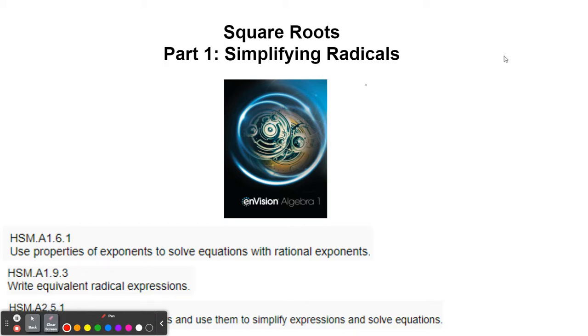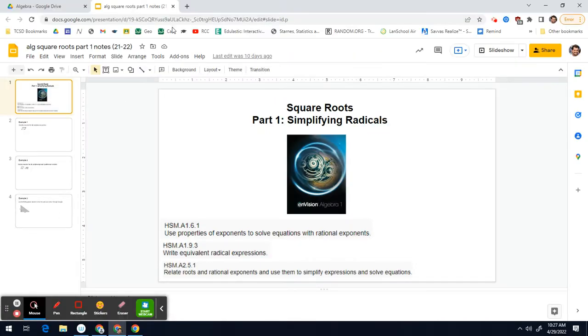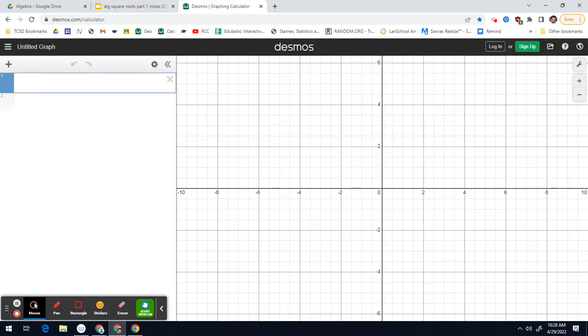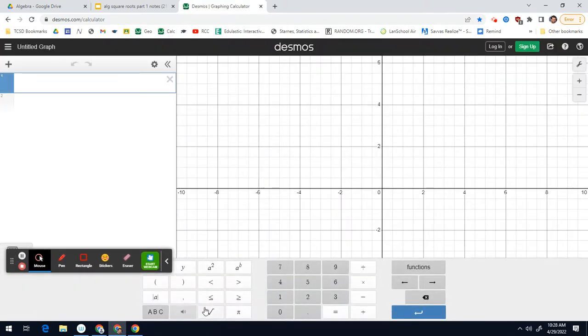Say you had to simplify the square root of 72 and answer it in simplest radical form. Well, the first thing I'd ask you to do is plug that into Desmos. So let's do that real fast. So remember, you do square root down here, square root of 72. Oh no, it's a decimal.